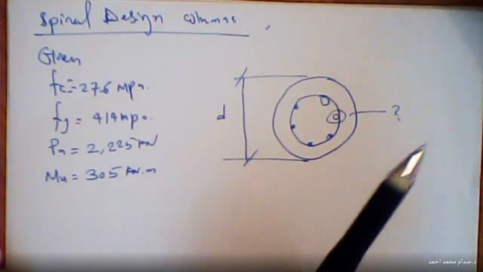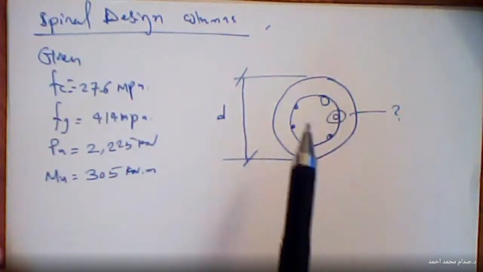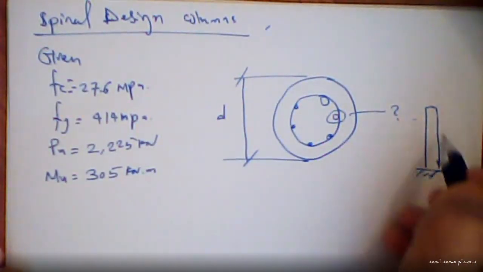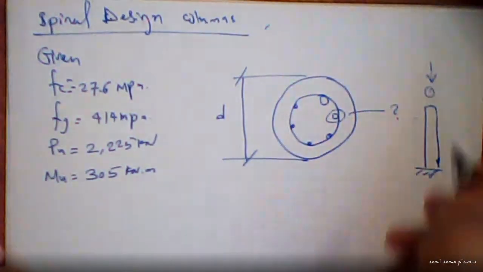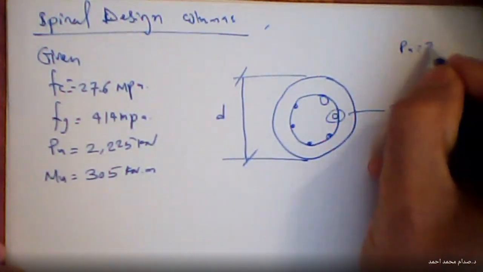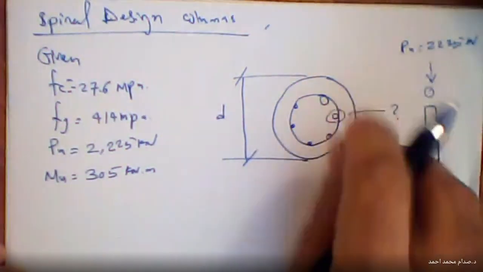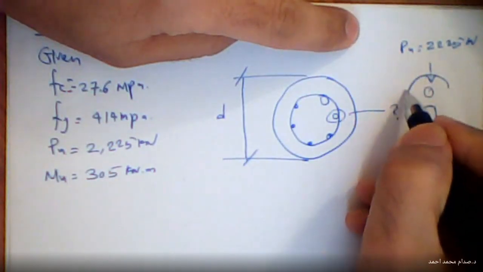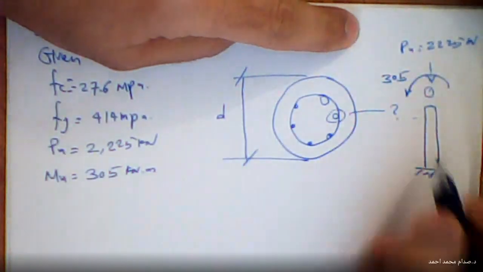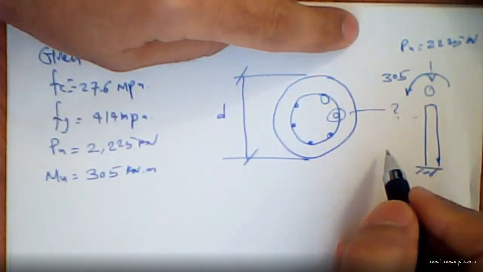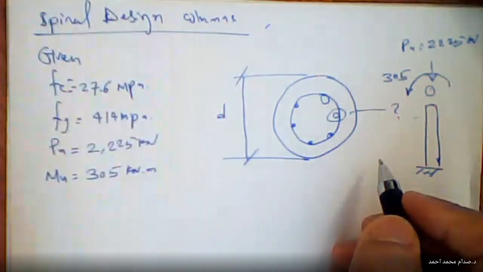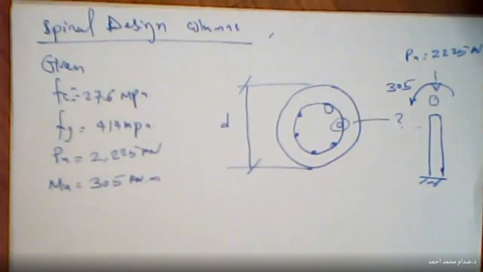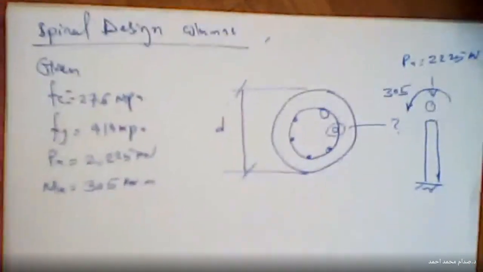Okay. So we are going to design this spiral column. This is the section; the spiral column section is like that. We have a concentrated load over it. P is 2,225 kilonewton, the amount of the applied concentrated load, as well as a moment of 305 on this spiral column. So we are going to design the main reinforcement of this spiral column, as well as the dimension of the column.